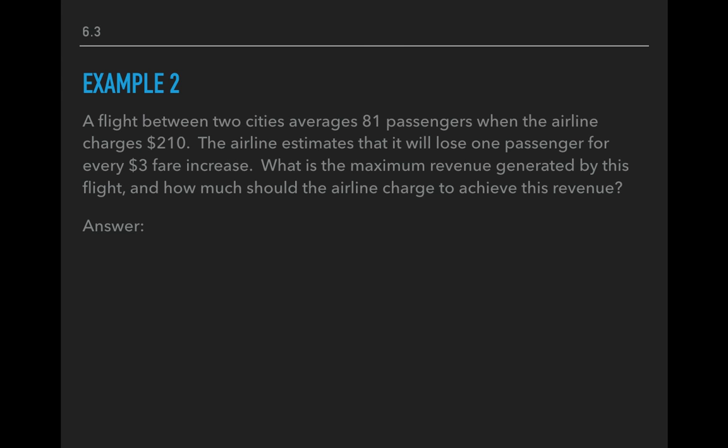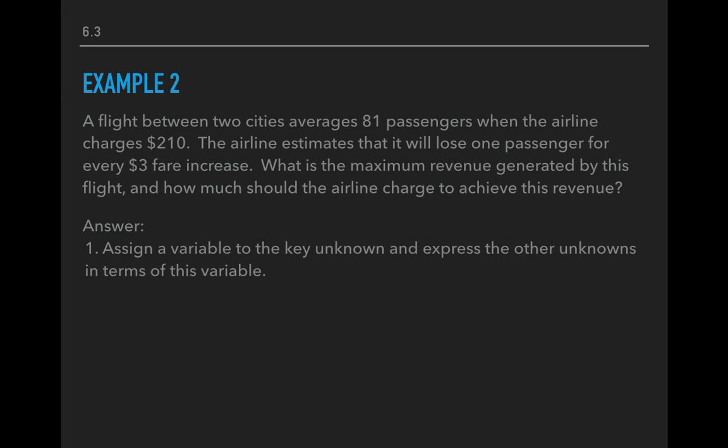So we're trying to help the airline figure out what would be an appropriate amount to charge so that they can earn their maximum amount but also not lose too many passengers, because as you bump up the cost, less people want to fly. So we're going to begin by assigning a variable to our key unknown and then express all the others in terms of that variable. We'll let that variable be x, and x is going to represent the number of $3 increases. That'll help us know their total cost, and it also helps us to know how many passengers.